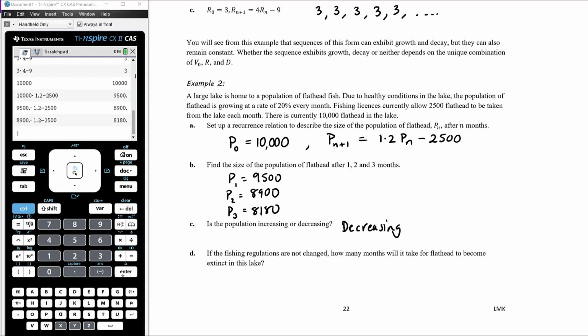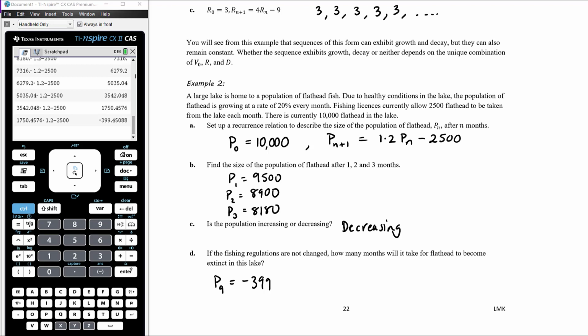If the fishing regulations are not changed, how many months will it take for flathead to become extinct in this lake? So we're going to keep recurring until we've got no flathead. We're up to 3 months. 4, 5, 6, 7, 8. So it's going to take 9 months. They won't be extinct after 8 months, so it will take 9 months. P9 is negative 399.